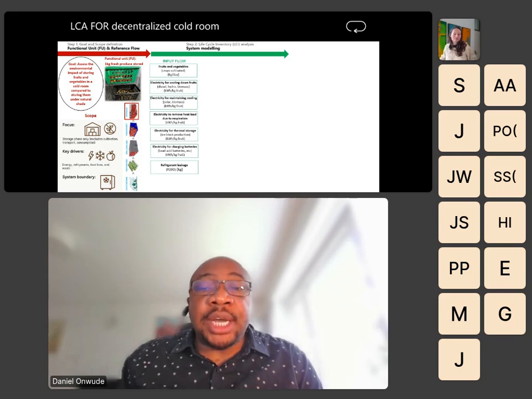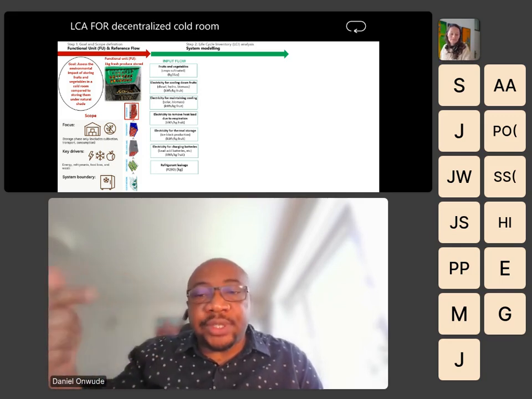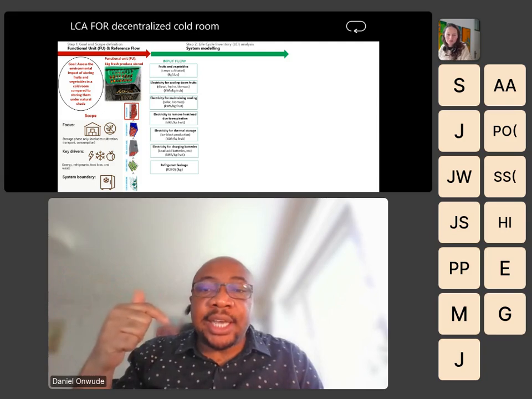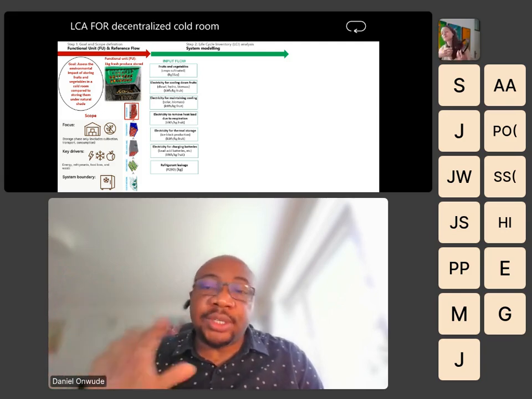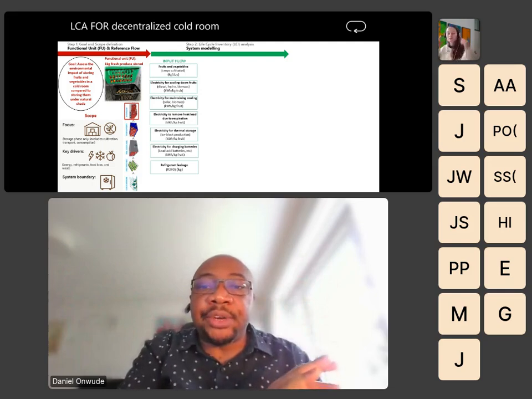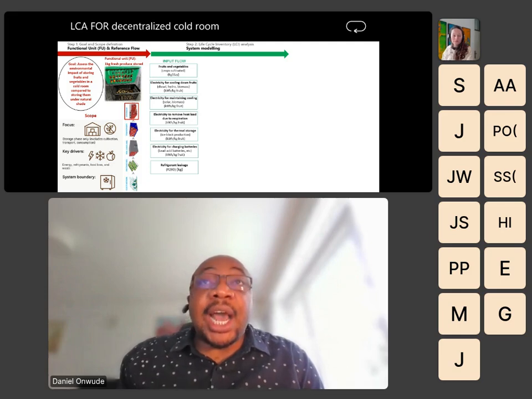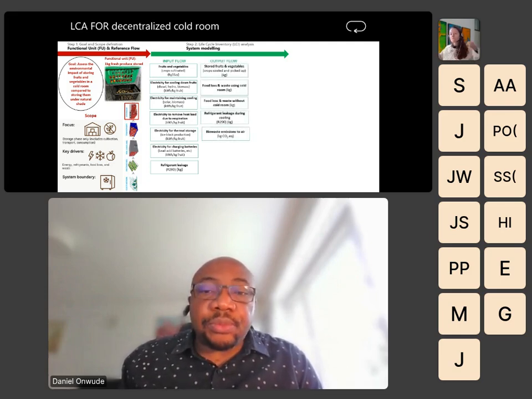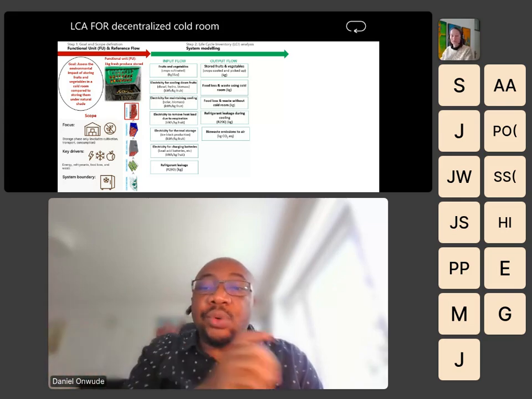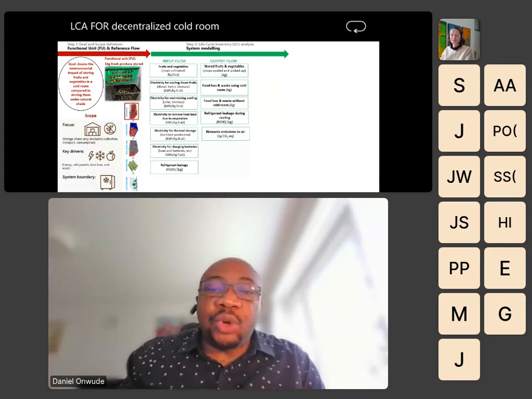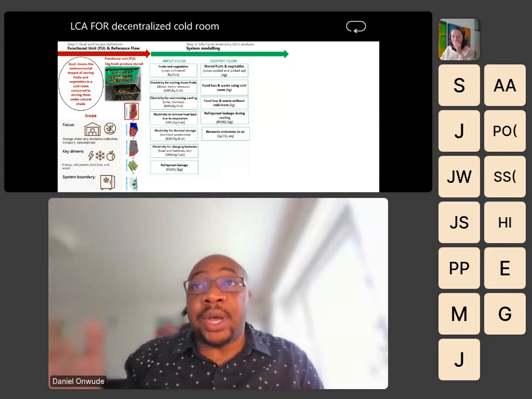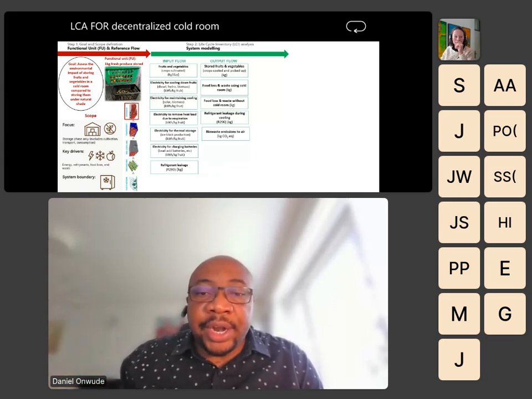Just to mention that there are more parameters we should have considered, but we didn't, for instance, the infiltration or transmission load. These are things that could also happen when running a solar power cold room, but we didn't consider this. And then our output flow include cooled food, fruits and vegetables, food loss and waste, refrigerant leakage, and also emission to air. So here we track food loss with cooling versus food loss without cooling, right? Based on our baseline survey that we carried out in these countries.